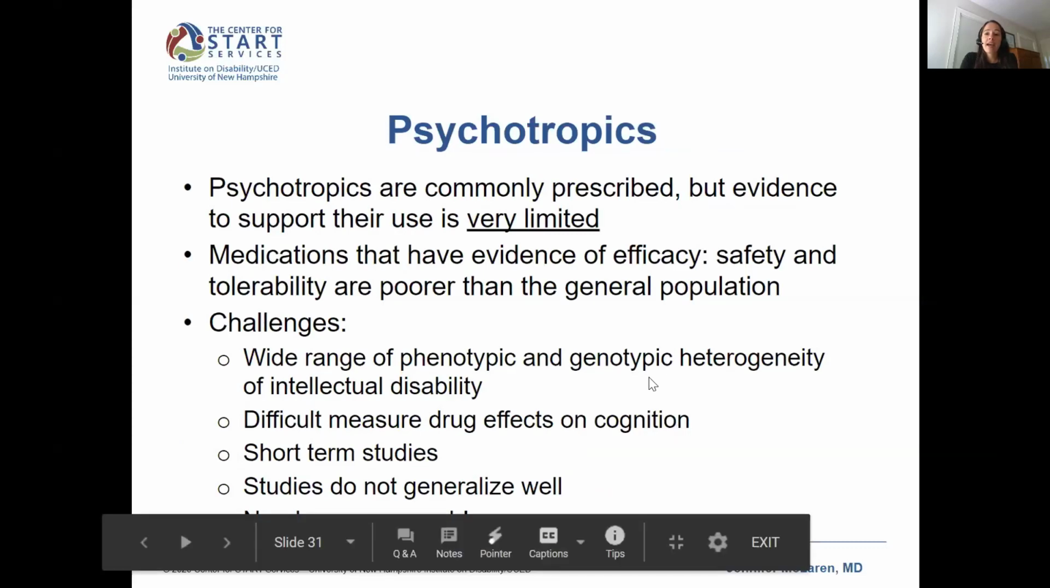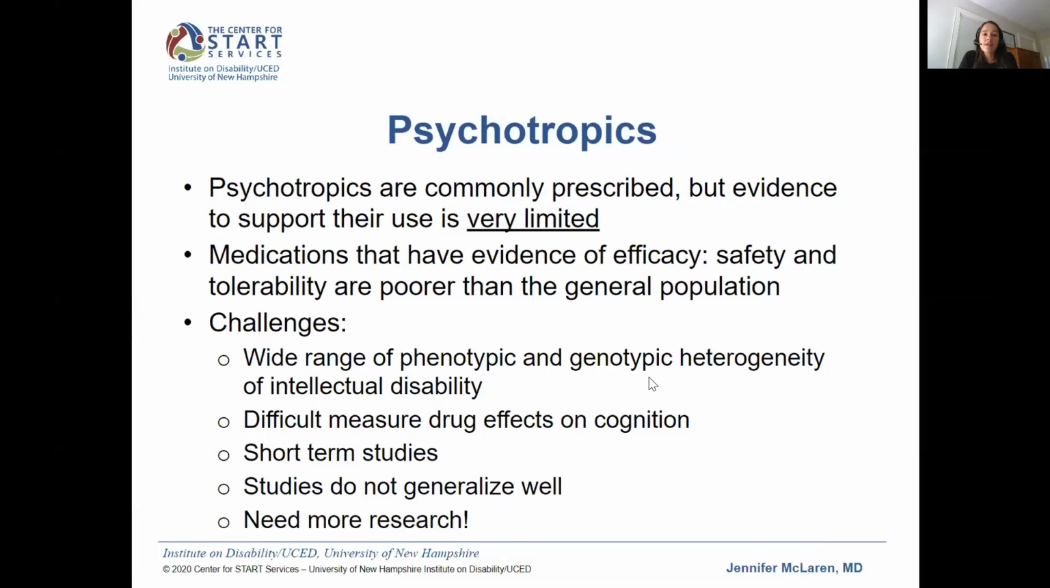We want to recognize and educate the systems of care that we're working in as part of START, that even though psychotropics are commonly prescribed, their evidence base to support their use in people with IDD is very limited. There's not a huge research evidence base to support the use of these medications.